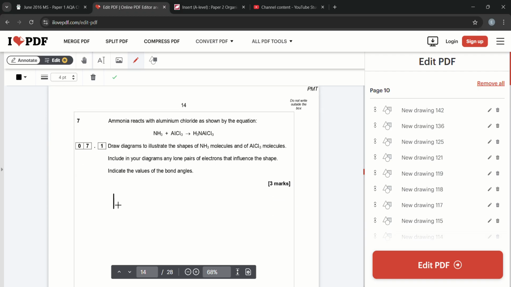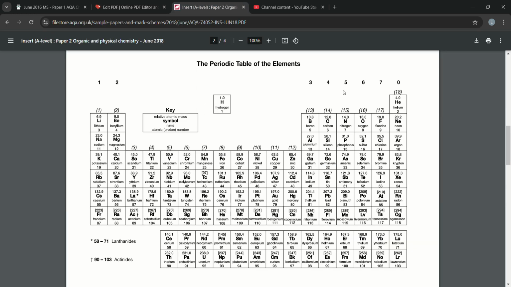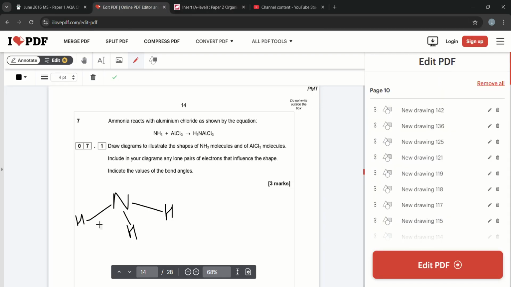So we've got nitrogen, NH3, ammonia. So we're going to have a hydrogen, and a hydrogen. How many lone pairs is it going to have? Well, nitrogen is in group 5. You can see 5, and nitrogen is the first one there. So it's attached to 3 elements, 3 hydrogens. So it's going to have 2 electrons. So we're going to have 1 lone pair of electrons.